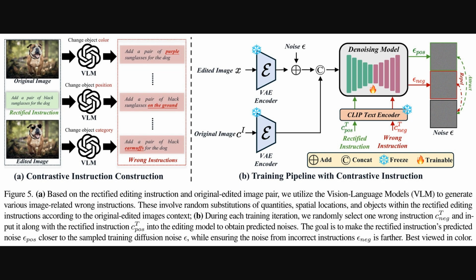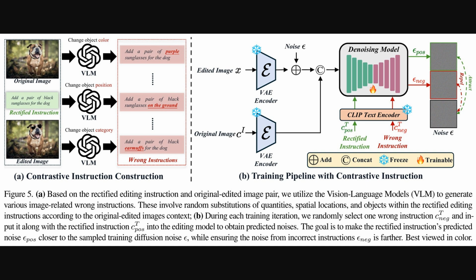So, after rectifying instructions, Figure 5 demonstrates how they, quote, facilitate supervision even further using something called contrastive instructions. Panel A on the left shows, quote, contrastive instruction construction. Here, based on a correct instruction, like add a pair of black sunglasses for the dog, the vision language model intentionally creates various wrong instructions. For example, changing the color to, quote, purple sunglasses, the position to, quote, sunglasses on the ground, or even the object to, quote, black earmuffs.